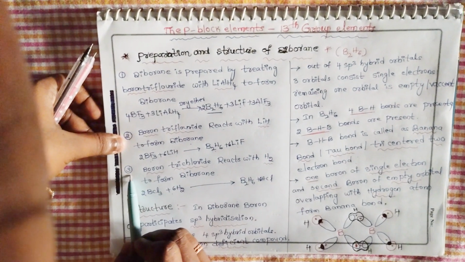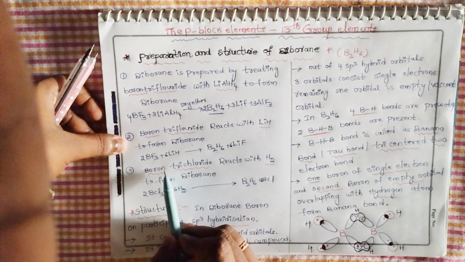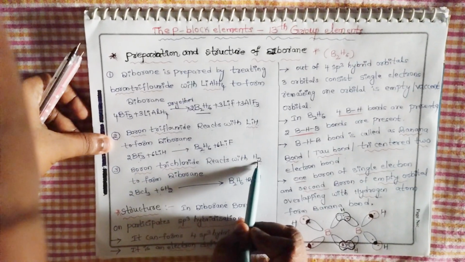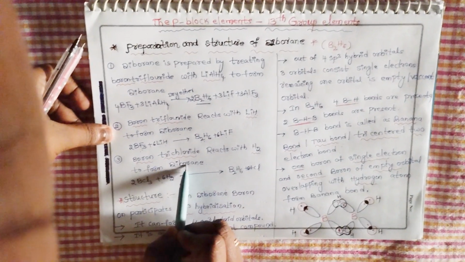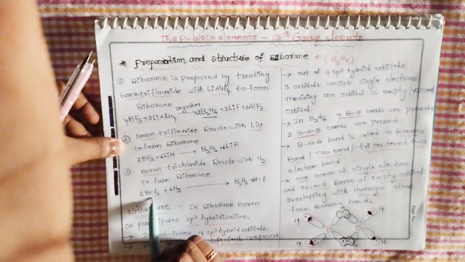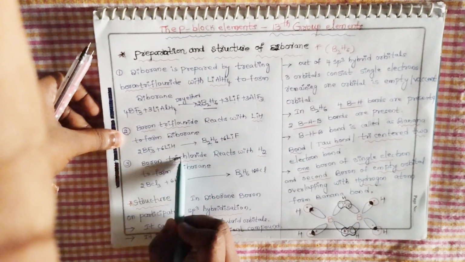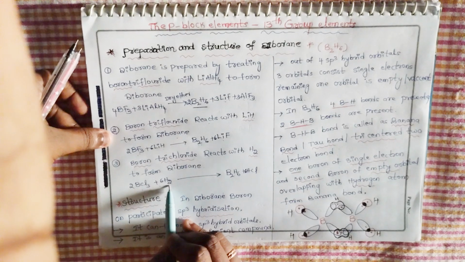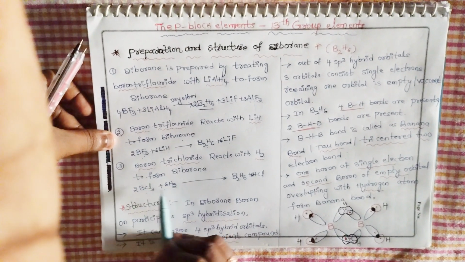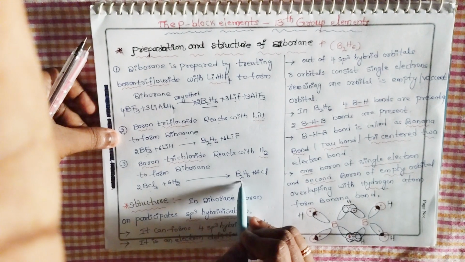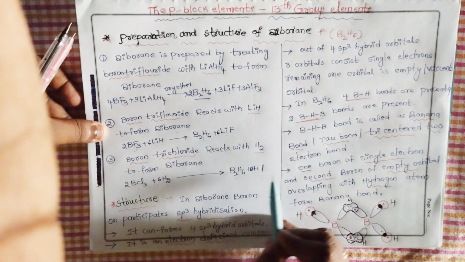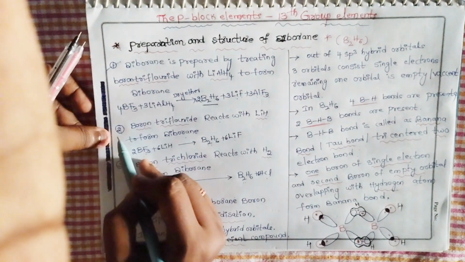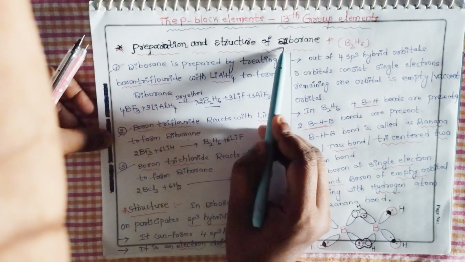The last method for the preparation of diborane is that boron trichloride reacts with hydrogen to form diborane. We will represent the reaction like this. Boron trichloride is BCl3 and hydrogen is H2. Both these combine to form diborane, B2H6, along with another compound, HCl. These are the three methods for the preparation of diborane.